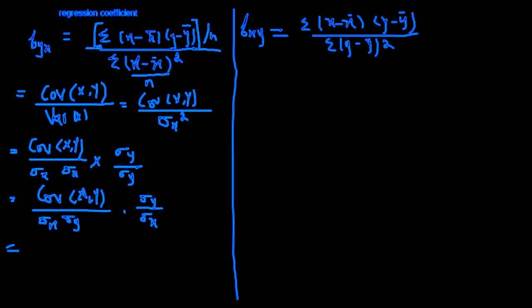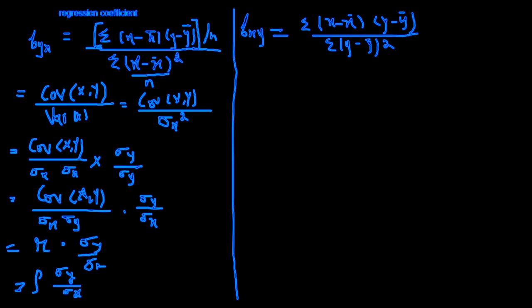Now you tell me what is this? Very good, Ankit. Very good. This is what? Covariance upon sigma X into sigma Y is nothing else but your correlation. And we denote correlation with R or rho. So we are having correlation sigma Y upon sigma X, or you can denote as rho sigma Y upon sigma X.